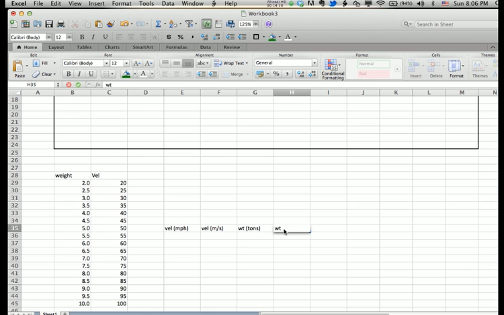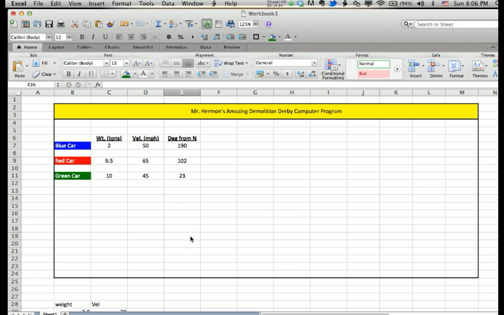Weight. Actually, it'd be mass, but oh well, mass in kilograms. So let's just drop some of these down here. Our velocities. Let's see. This is cell D7. So this would be D9 and D11.